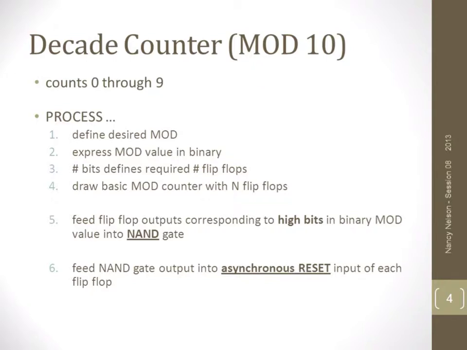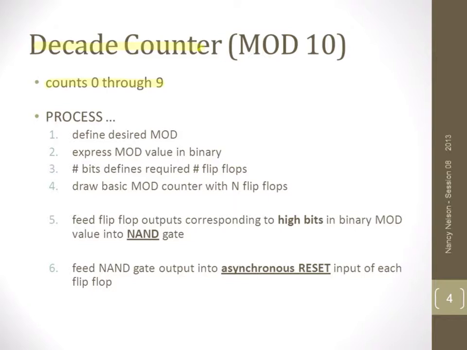A lot of times, though, we don't want to count all the way up to 15. Because we work in a decimal world, we have 10 fingers and 10 toes, we want a counter that counts 10 values, 0 through 9, and then restarts. For example, in a digital clock, the minutes digits go from 0 to 59, so we need to count the least significant digit from 0 to 9. So we have what's called a decade counter. It's a specialized version of a mod 16 counter, but it only counts from 0 to 9.